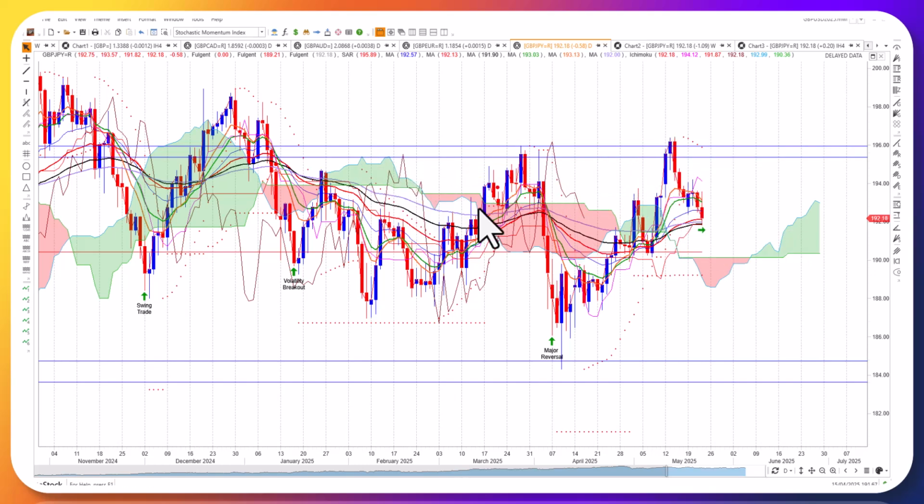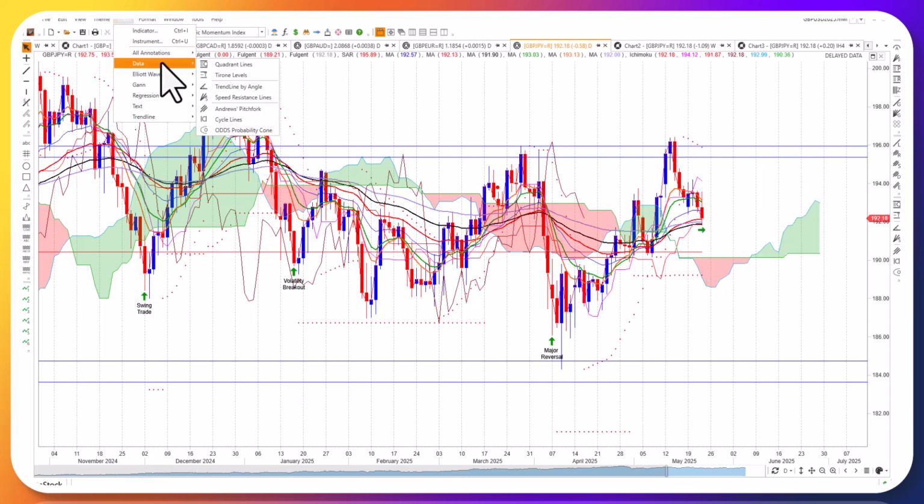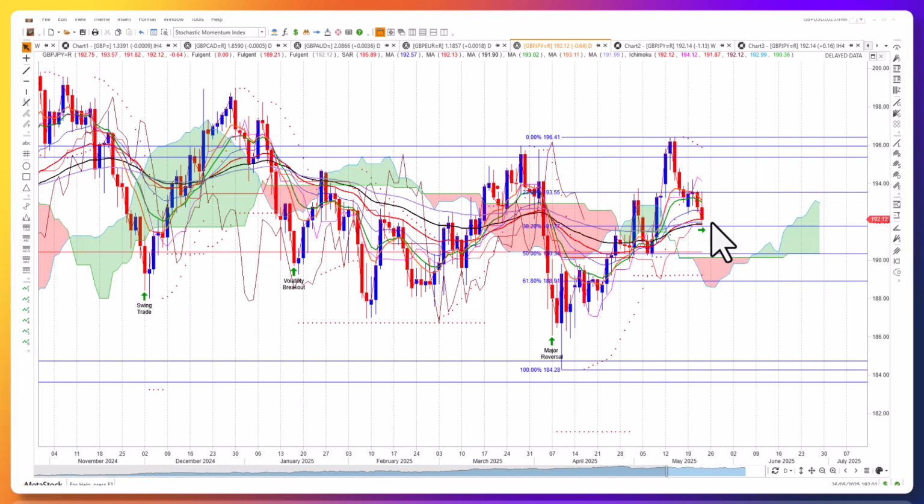pulling back now. And if we look at a Fibonacci retracement from this zone, let's just put that Fibonacci study in there. You can see we're getting very close to the 38% Fibonacci retracement of this entire move. So we're doing a kind of orderly pullback there.